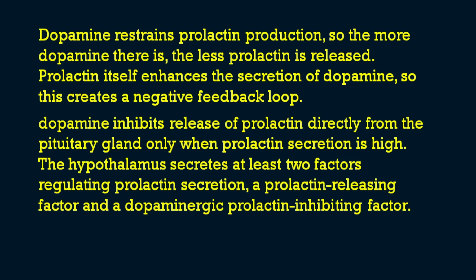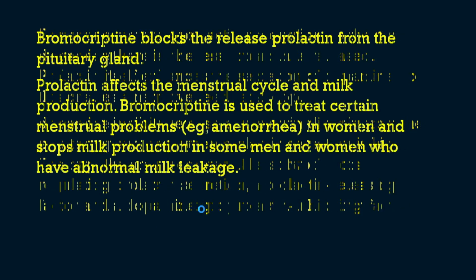To make it a little more clear, dopamine inhibits the release of prolactin directly from the pituitary gland only when prolactin secretion is high. The hypothalamus secretes at least two factors that regulate prolactin secretion. That is a prolactin releasing factor and a dopaminergic prolactin inhibiting factor.